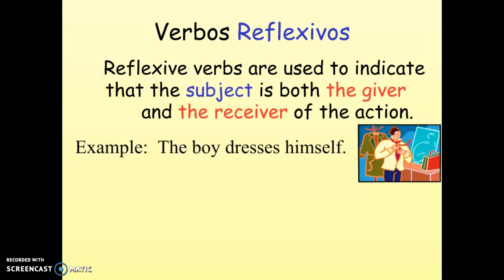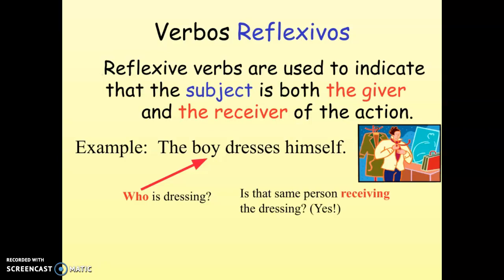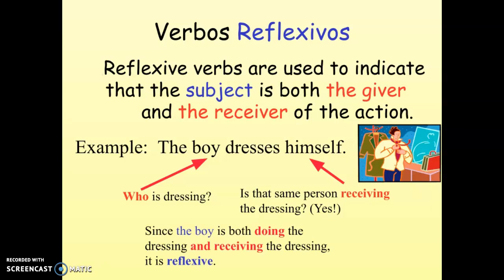Here's an example. The boy dresses himself. Okay? In this sentence, who is dressing themselves is the boy. The boy would be the subject of the sentence. All right, and what is the boy doing? The boy is dressing himself. So the boy is both doing the dressing and receiving the dressing. Therefore, dressing is a reflexive verb, okay? Which in Spanish will be vestirse, to dress yourself.